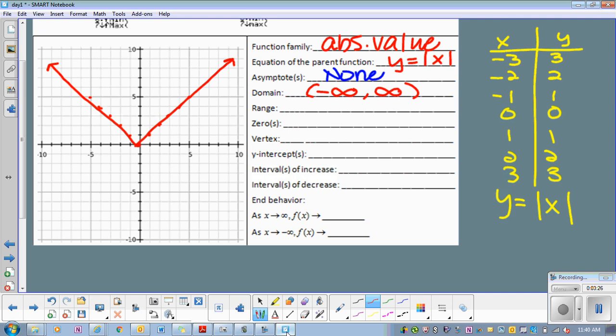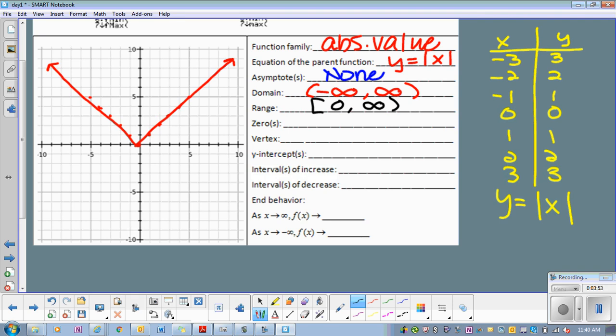Now this is looking at the y values, right? And we always start from the bottom. So 0 to infinity. Does it include 0? Yes, because that is a closed dot. So if it's including 0, we have to put a bracket, right? All right.